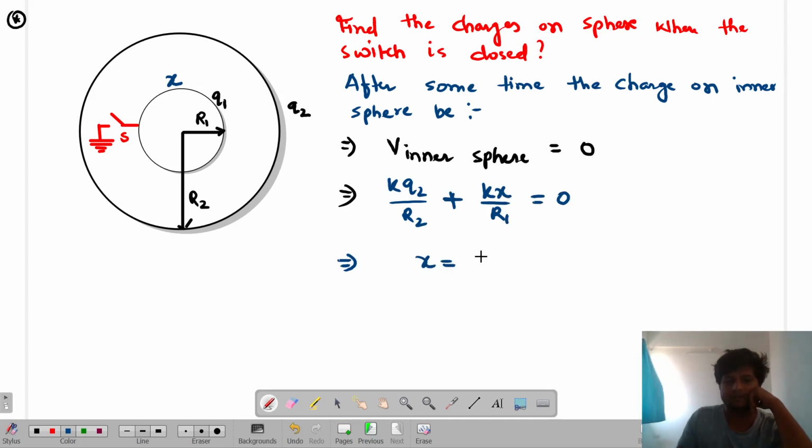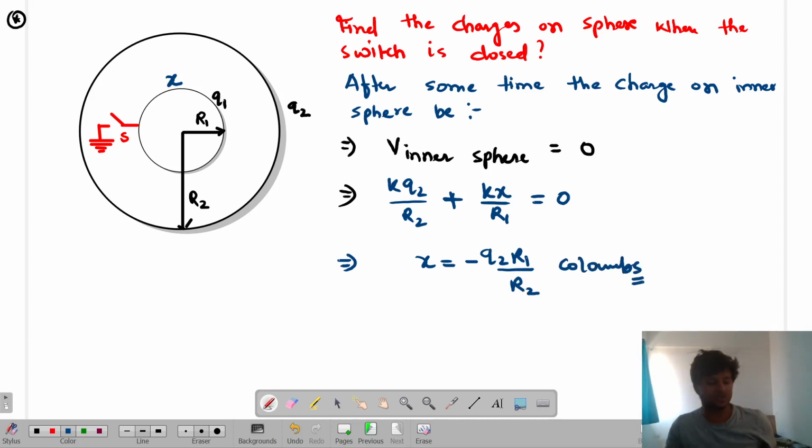It is minus Q2 R1 divided by R2. This is your net charge. Is that clear? So that is my net charge after I connect. So whenever you get this kind of problem of ground or earthing, just connect them. Consider the charge on that side to be x, and then find the potential of the system.